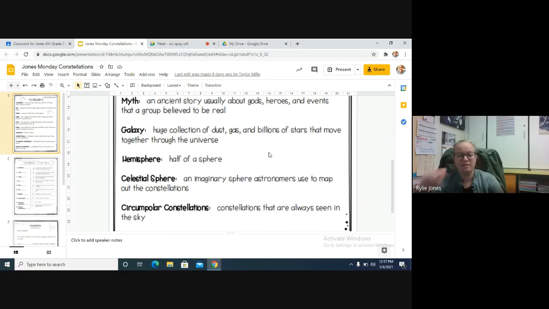Then we have a galaxy, which is a huge collection of dust, gas, and billions of stars that move together through the universe. Do you guys know what our galaxy is called? Isn't it the Milky Way? The Milky Way. Yep. Just like the candy bar.